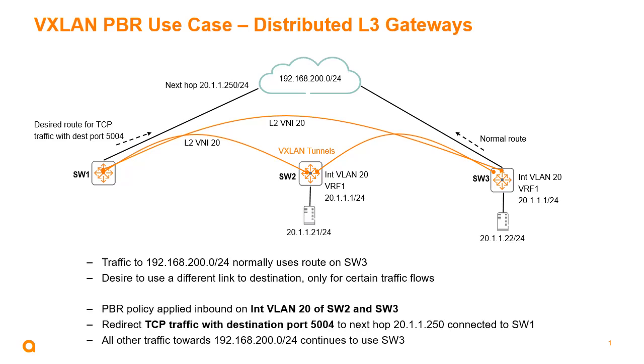So you could have a policy applied inbound on interface VLAN 20 on both switch 2 and switch 3. You want to redirect TCP traffic, destination port 5004, to the next hop of 1.250. So you can see that IP is on the same subnet as your default gateway because it's L2, it has to be on the same subnet. So you could apply that policy for that specific TCP traffic to use the left path. All other traffic will use the right on switch 3 to get to the destination.